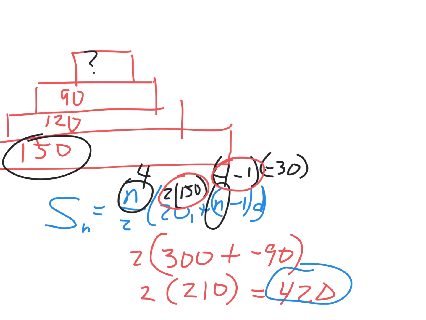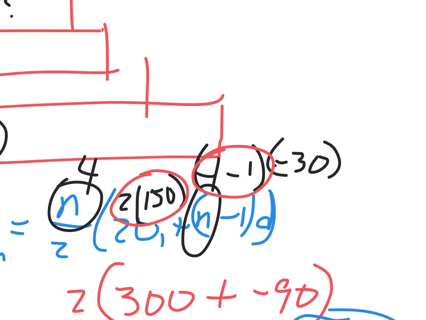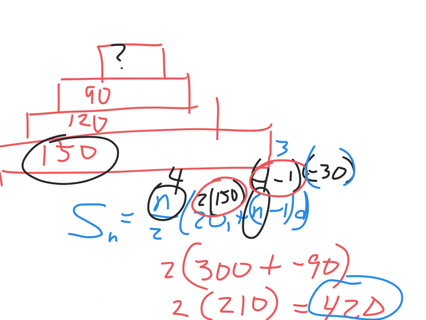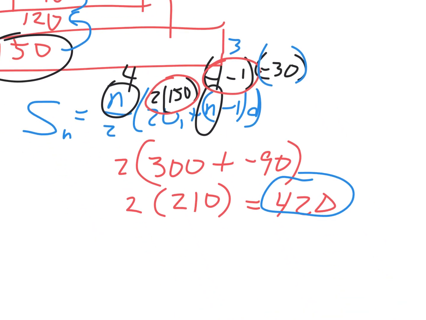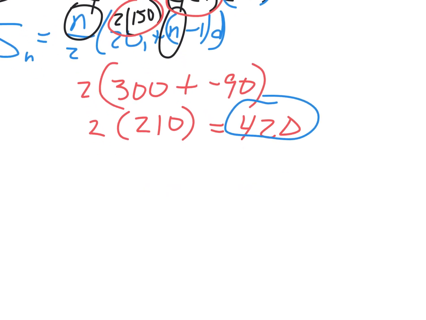Okay, yes? Why is the 90 negative? Because this was 3 times negative 30 because we were going down 30 each time. It was subtracting 30 blocks each time. Okay? All right, so any questions?